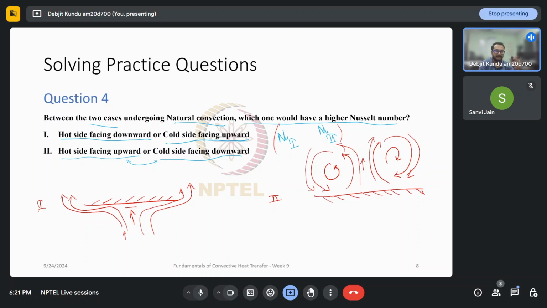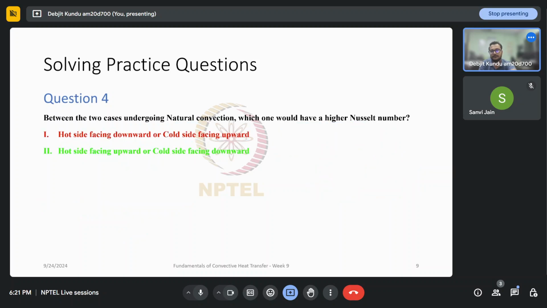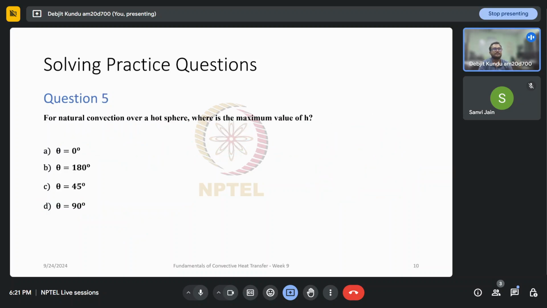And similar things, just the reverse of them, happen when we take cold side facing upward or cold side facing downward. I hope that part is clear. Okay, good. So moving on, we'll move on to question number 5 now, which is asking us that for natural convection over a hot sphere, where is the maximum value of h? Then different values of the angle theta are given.